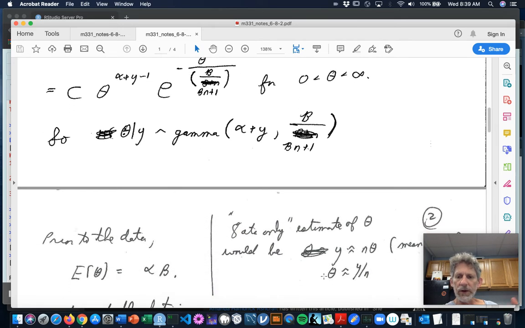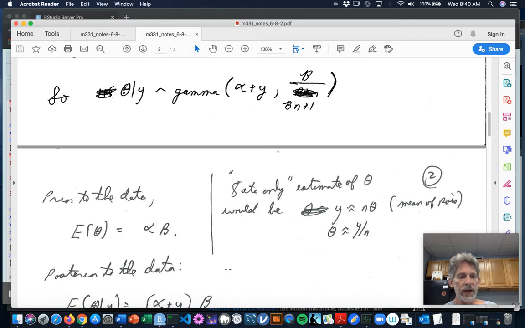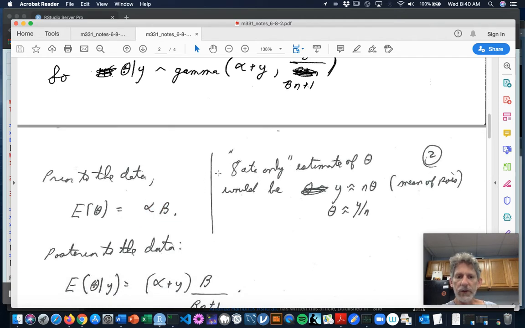So, if you wanted to do specific things, like, say you wanted to make a point estimate of what theta is, before you had any data, the point estimate you might have chosen to be the mean of the capital Theta prior distribution. And so that would be alpha times beta. On the other hand, if you wanted to pay attention only to your data, what would you do? Well, here's a suggestion for you.